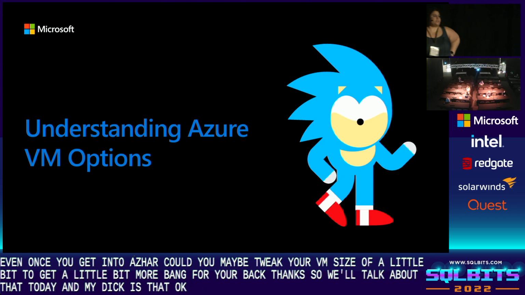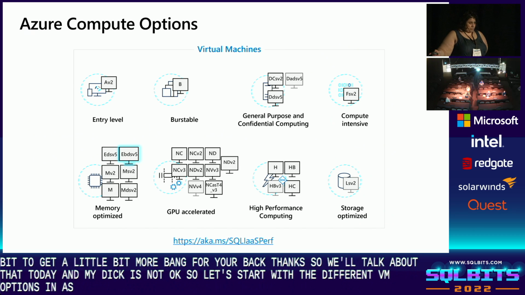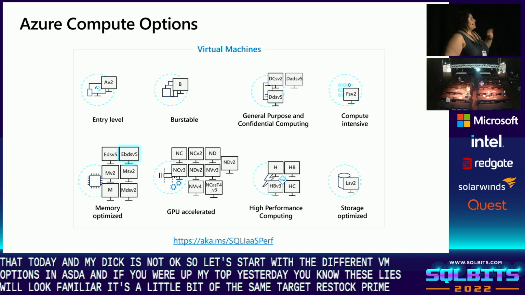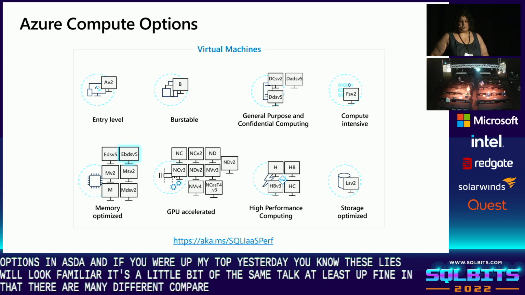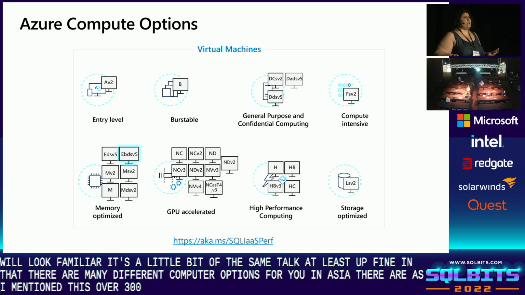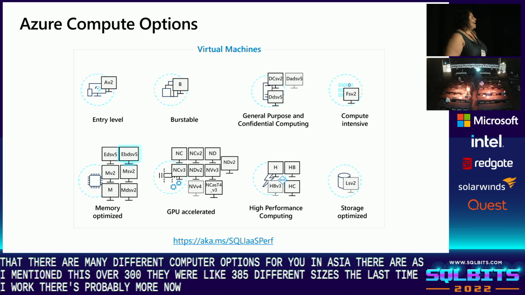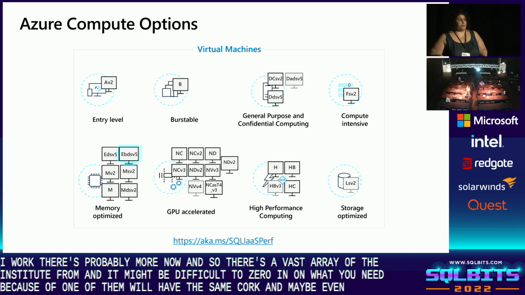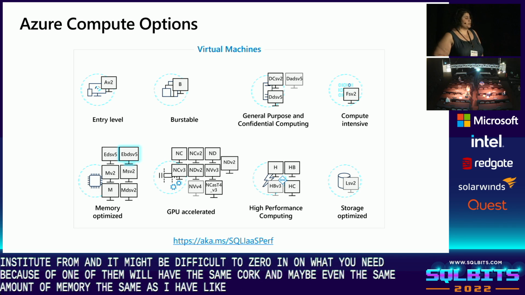Okay, so let's start with the different VM options in Azure. And if you were at my talk yesterday, these slides will look familiar. It's a little bit of the same talk, at least up front, in that there are many different compute options for you in Azure. As I mentioned, there's over 300. There were like 385 different VM sizes the last time I looked. There's probably more now. So there's a vast array of VMs to choose from, and it might be difficult to zero in on what you need, because a lot of them will have the same core count, maybe even the same amount of memory, the same amount of IOPS. Like, how do you choose which one, right?